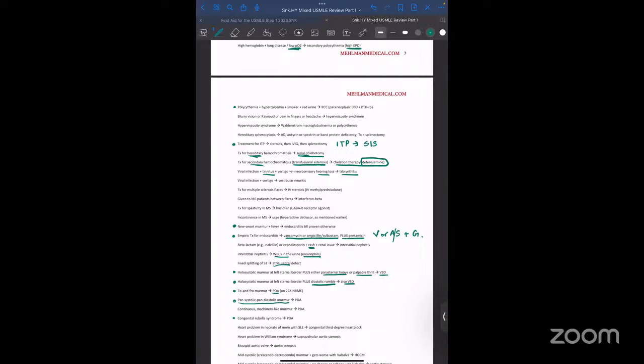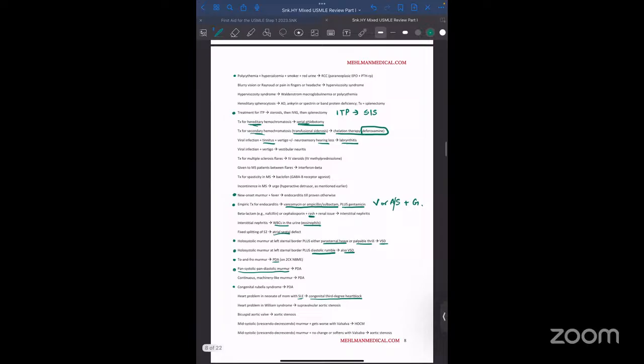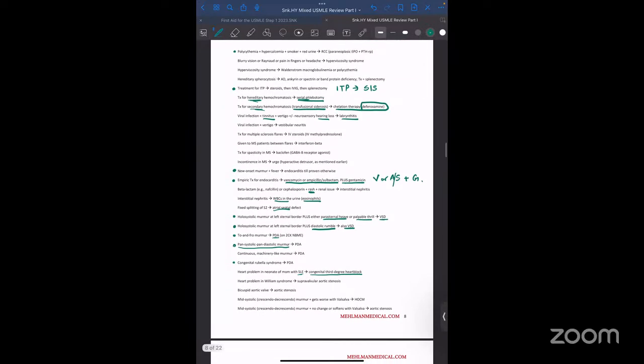Heart problem in neonate of mom with SLE. This is important. Congenital third-degree heart block. Heart problem in Williams syndrome. Supravalvular aortic stenosis. Williams syndrome, supravalvular aortic stenosis. Bicuspid aortic valve, aortic stenosis. If it has only two cusps, it's going to get stenosed. So bicuspid aortic valve, aortic stenosis.